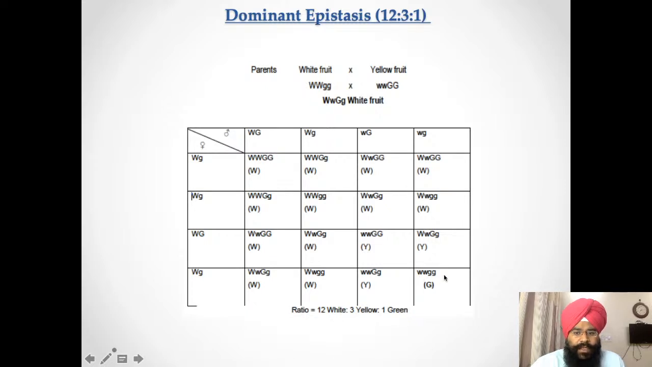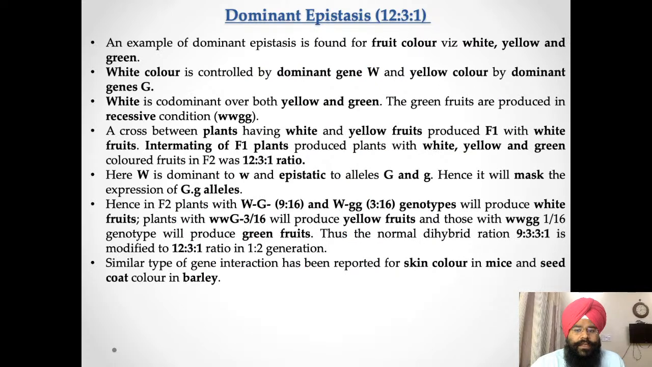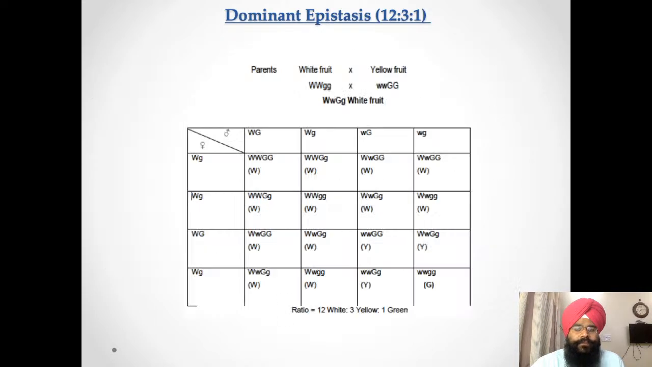If they are present in the recessive form, we have only one green, but if capital G is present once or twice, we have yellow. In the rest of the cases it will always be white, because W is present in capital in most of the cases. So that is how dominant epistasis works in this case. This is also reported in skin color in mice and seed coat color in barley, with dominant epistasis.